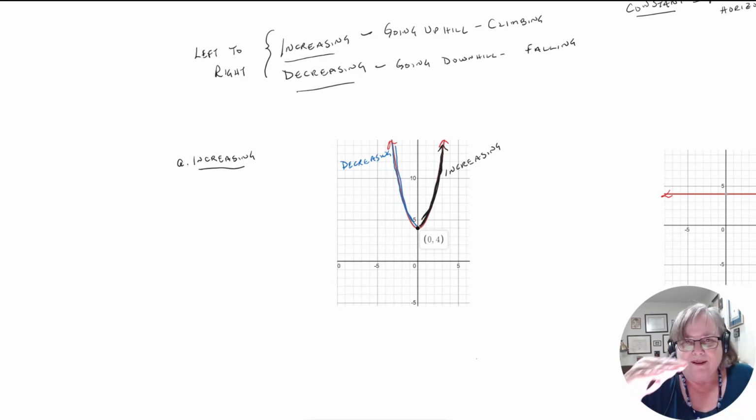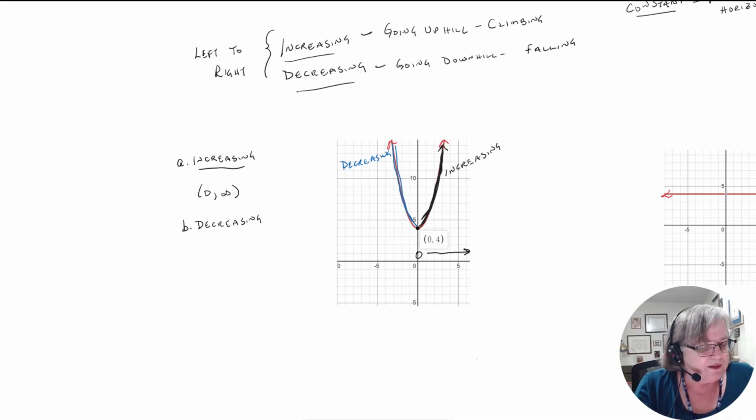Now, I don't want to know how far up it's going. That was to deal with the range. I want to know from what to what using x values. Okay, so x is 0, and this section over here is increasing. So you would say 0 to infinity. All right, where is it decreasing? Well, it's decreasing on that left section. So it is decreasing over here. But we go left to right, and we talk about the x values. So it's going to be negative infinity to 0.